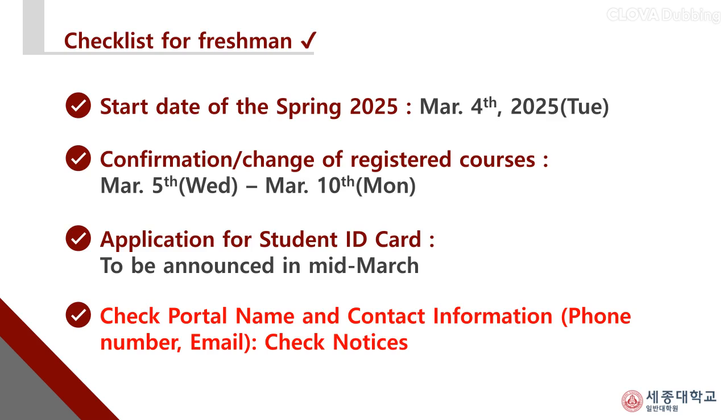First, the start date of the spring 2025 semester is March 4th. Right after that, the period for confirmation and change of registered courses begins. I assume that everyone watching this video has already completed course registration. If you want to change your registered courses, you can do so through the Academic Information System from March 5th to March 10th. The Academic Information System is also called the portal.